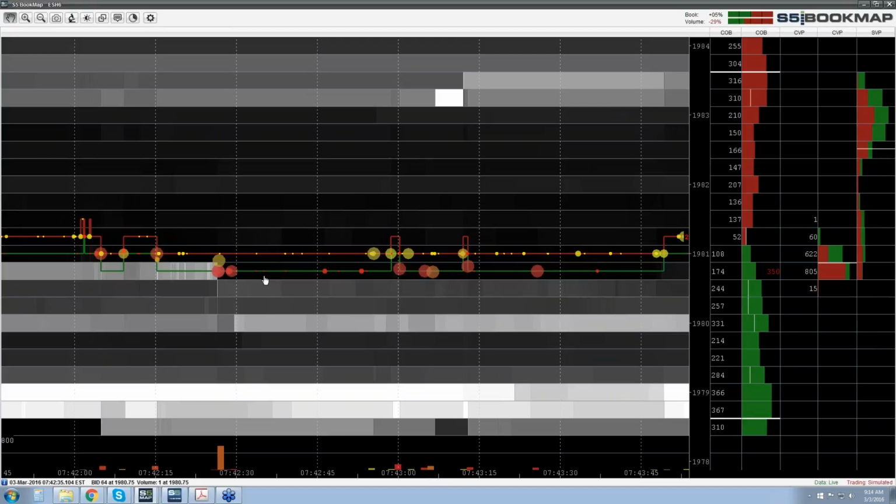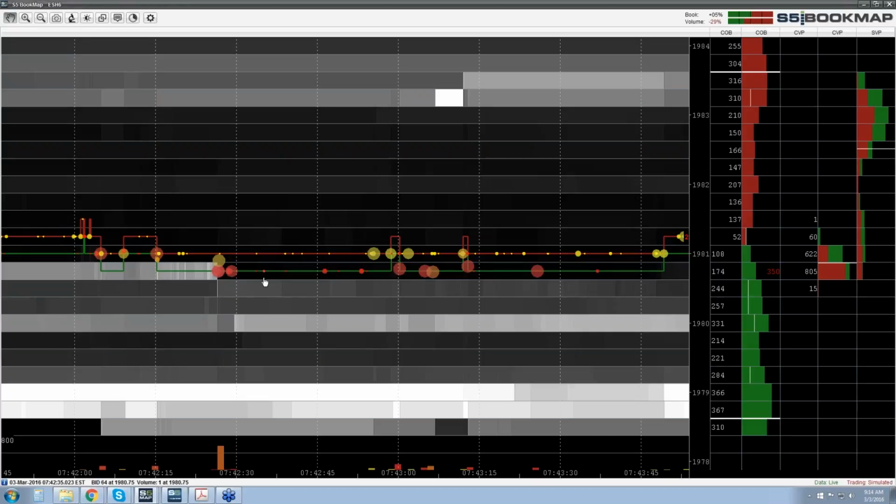In BookMap, we use the aggressor classification of volume. So let me explain, if a trade takes place on the best offer, that means that someone hit the buy button to have that transaction take place on the offer. Okay, so that's an aggressive market order.